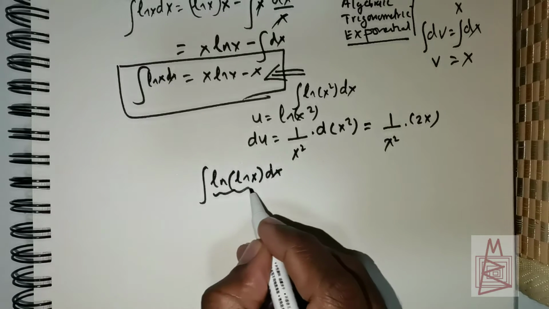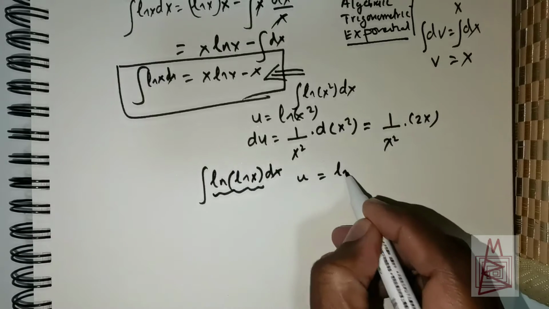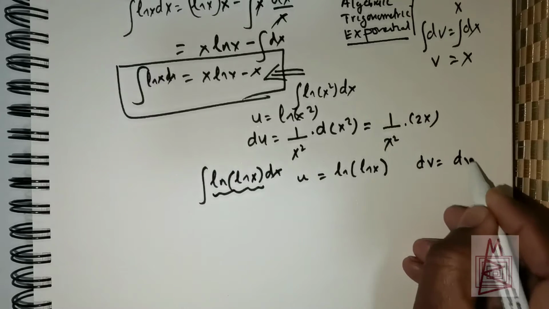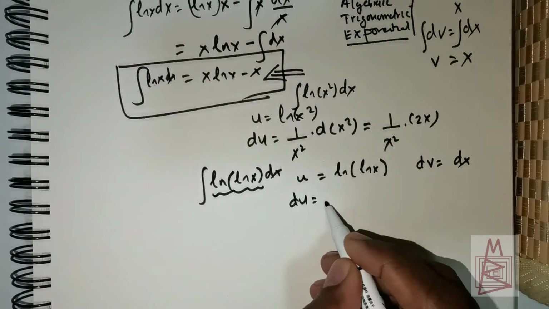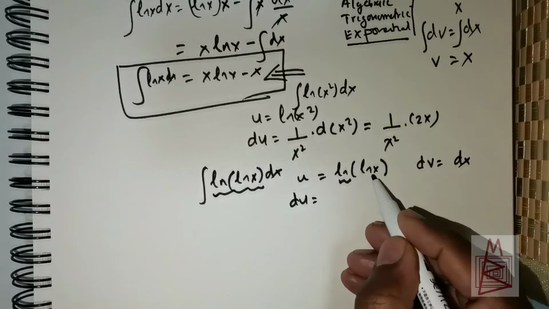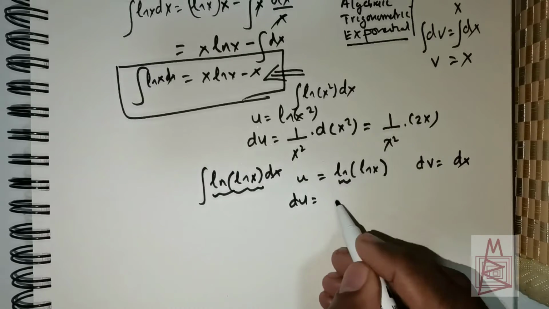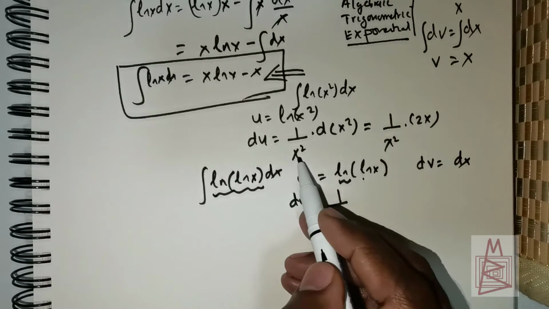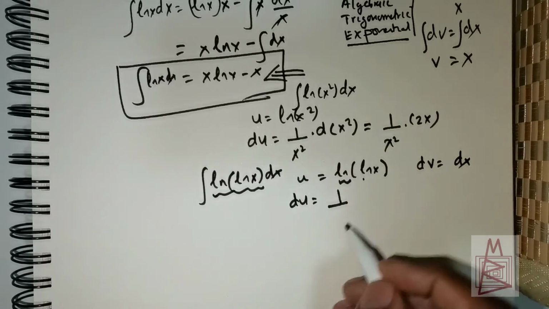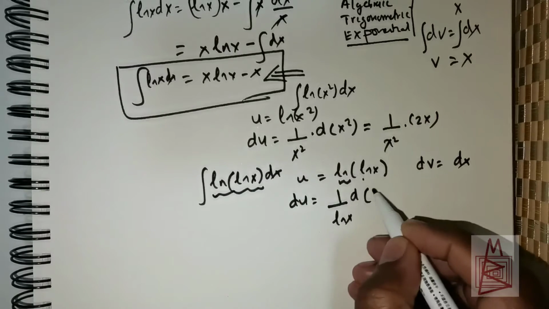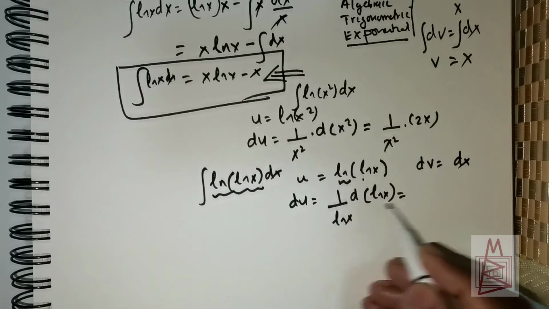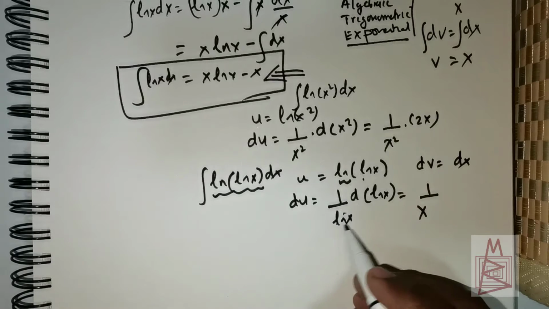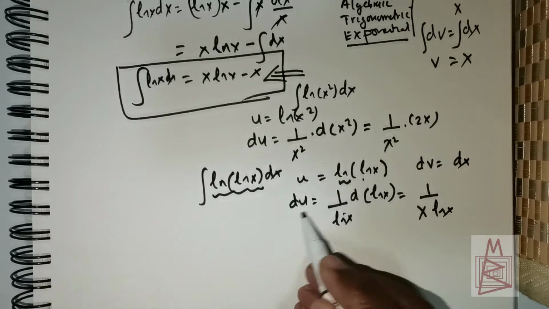In this case, we would assign the entire quantity ln of ln x as u, and our dv is going to be dx. Differentiating u would give us du on the left. Imagine this quantity to be x squared, so you are differentiating ln of x squared. That's going to be 1 over the quantity within the parentheses, here ln x, times the differentiation of ln x. The differential of ln x is 1 over x. So this is what you get for du.